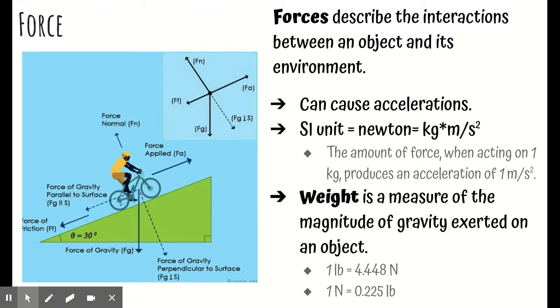We named it newton after Isaac Newton, who came up with these laws of his, but that's kind of the derivative of that. So weight is different than a force, okay?